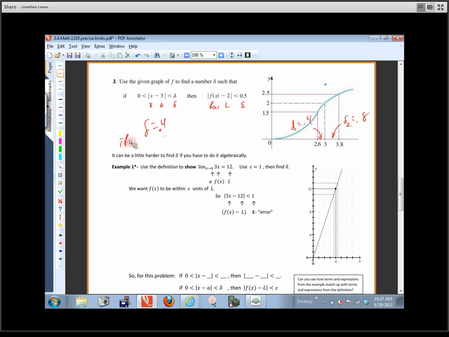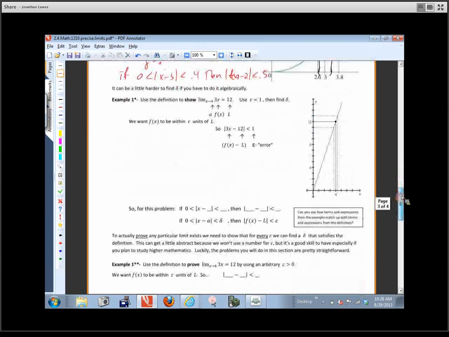So if we were to write this out, if 0 is less than |x minus 3| is less than 0.4. So as long as you're within 0.4 units of 3, then what? |f of x minus 2| is always going to be within 0.5 units of 2. True statement. If I'm allowed to go down to 2.6 and up to 3.4, and I go up here and trace that over, and I go up here and trace that over, have we guaranteed ourselves that we're always within 0.5 units of the limit of 2? We have. See how that works? Piece of cake, right? Let's try and keep it that way.